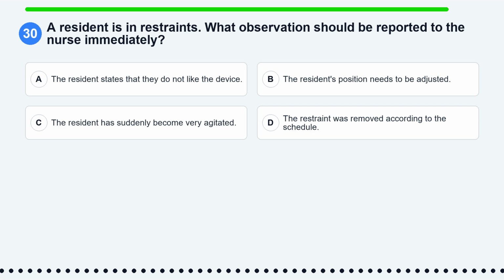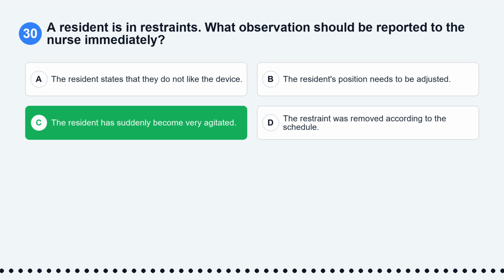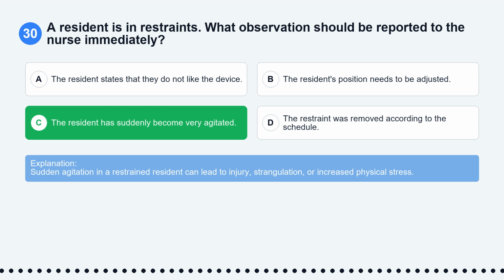Question 30. A resident is in restraints. What observation should be reported to the nurse immediately? Option A. The resident states that they do not like the device. Option B. The resident's position needs to be adjusted. Option C. The resident has suddenly become very agitated. Option D. The restraint was removed according to the schedule. The correct answer is option C. The resident has suddenly become very agitated. Sudden agitation in a restrained resident can lead to injury, strangulation, or increased physical stress.